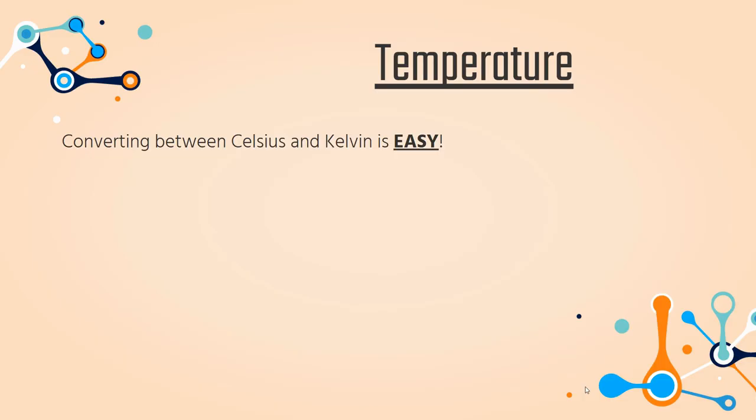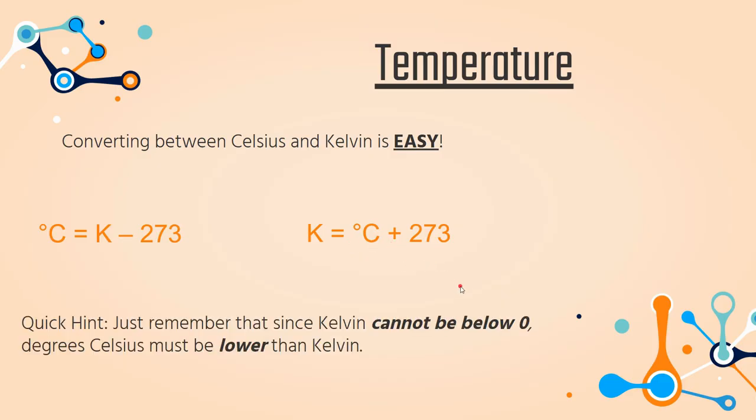Now, luckily, converting between Celsius and Kelvin is relatively easy. If we want to get to Celsius, we can simply take our temperature in Kelvin and subtract 273. Or if we have our degrees in Celsius, but we want to convert to Kelvin, we do Celsius plus 273. A quick hint is that since Kelvin cannot be below zero, because at zero everything stops moving, you can't get lower than that. Your degrees in Celsius must always be lower than Kelvin because Celsius can become negative.